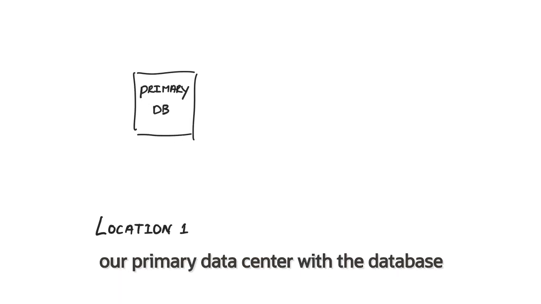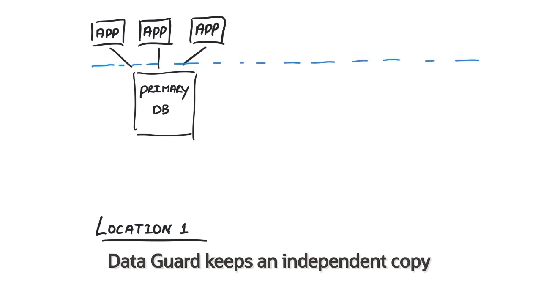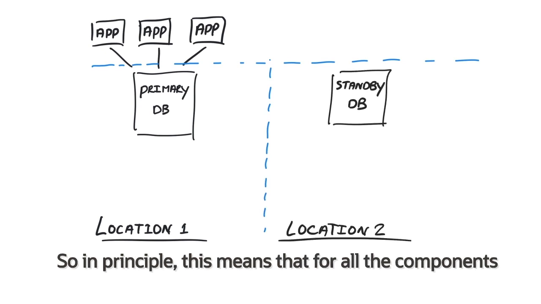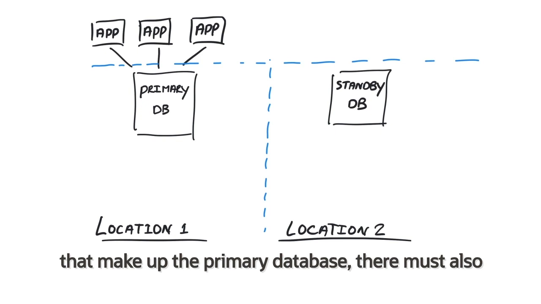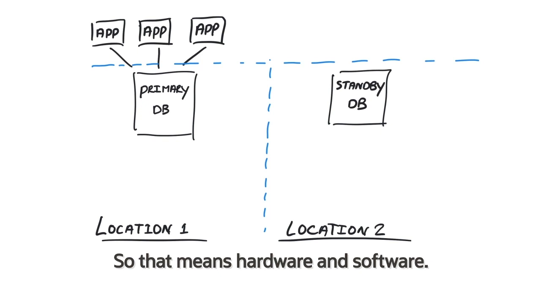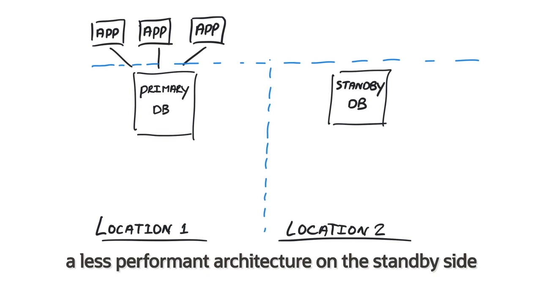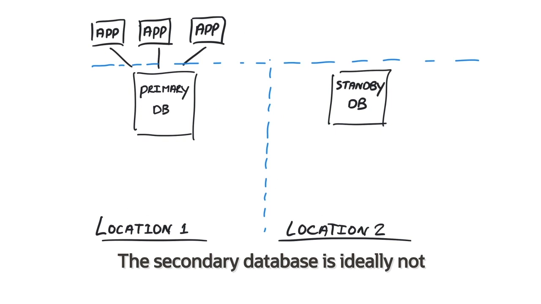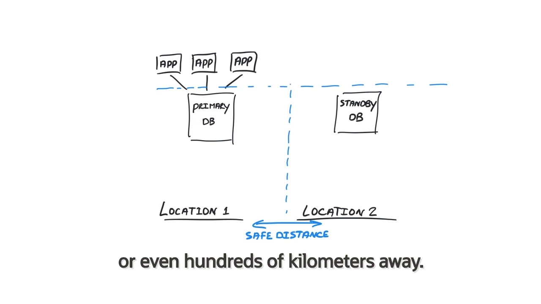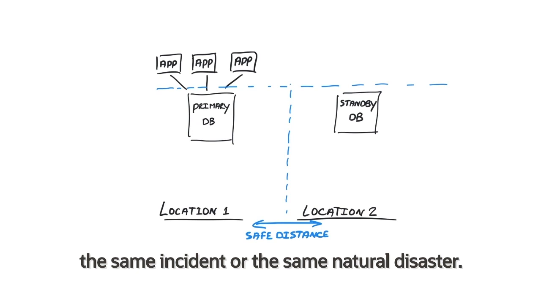Imagine we have our primary data center with the database and applications running on them. DataGuard keeps an independent copy of this production database in a secondary location. So in principle, this means that for all the components that make up the primary database, there must also be an equivalent in this secondary data center. So that means hardware and software, although sometimes companies choose to have a less performant architecture on the standby side for cost-saving reasons. This secondary database is ideally not in the same building, but kilometers or even hundreds of kilometers away. The idea is that both data centers cannot be hit by the same incident or the same natural disaster.